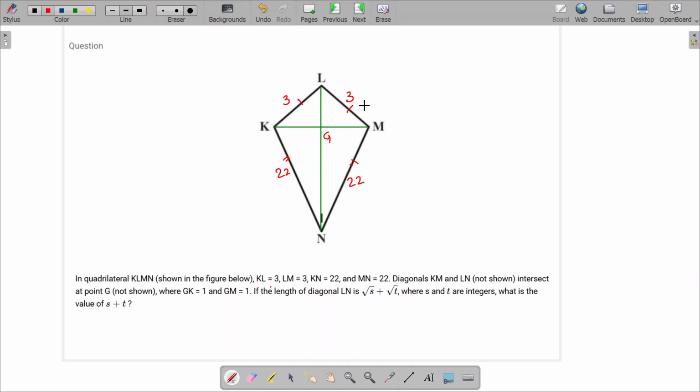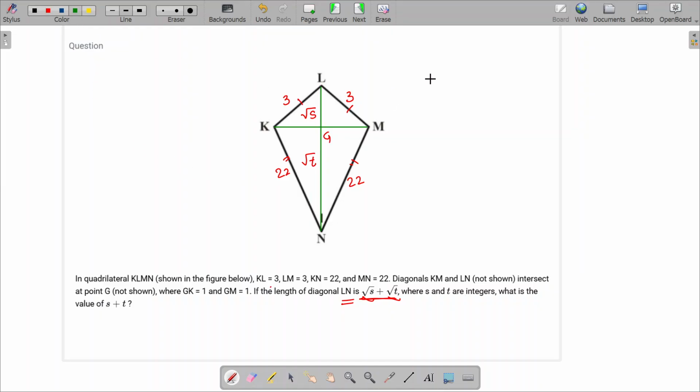Now, one more thing: it is given that LN is a diagonal which is root s plus root t. So can I say this is root s and this is root t? Overall, what you have to do is find the value of s, find the value of t, and then add both of them together.